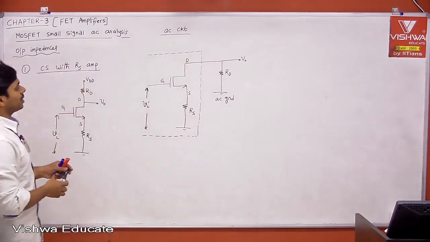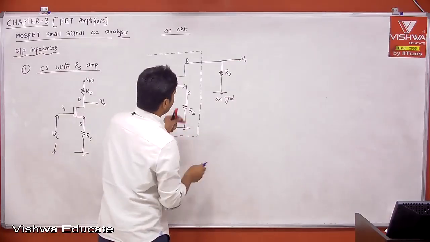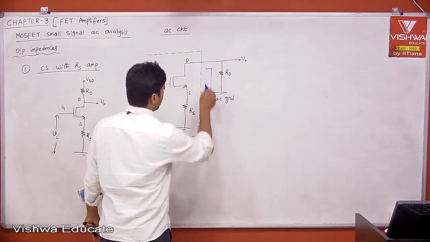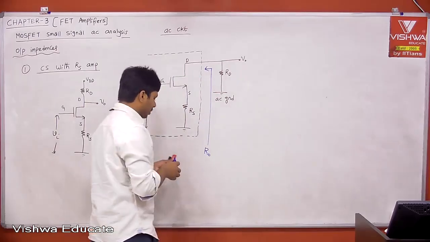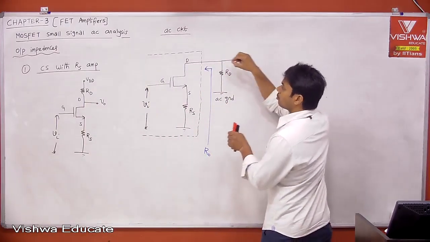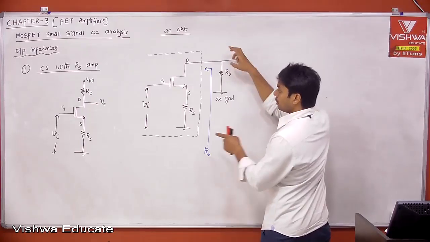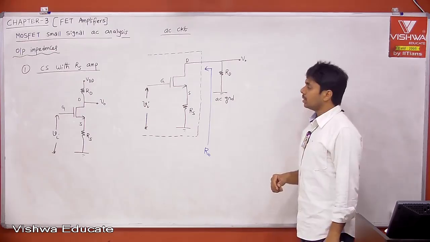Therefore, what is the output impedance definition? The definition of output impedance is nothing but the impedance seen from the output port. First of all, we need to exclude the load. The impedance seen from the output port when Vi is equal to 0. I told you already the definition, right?